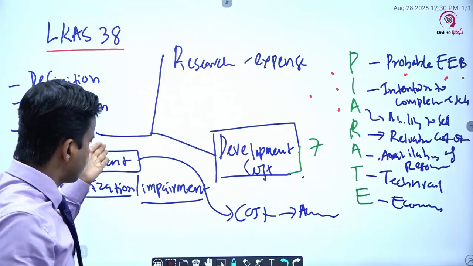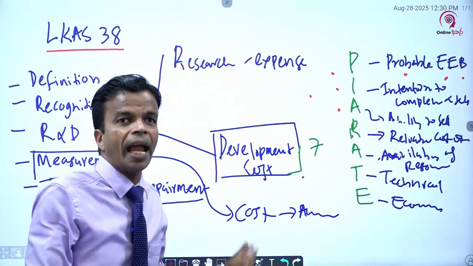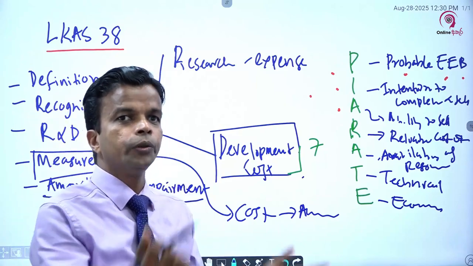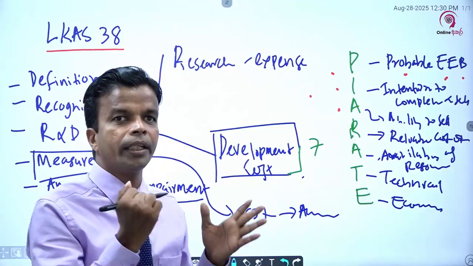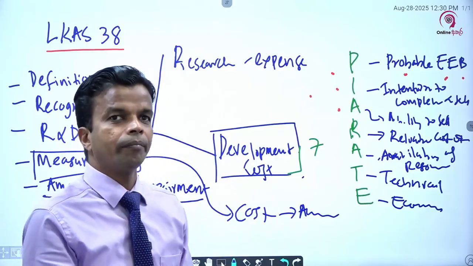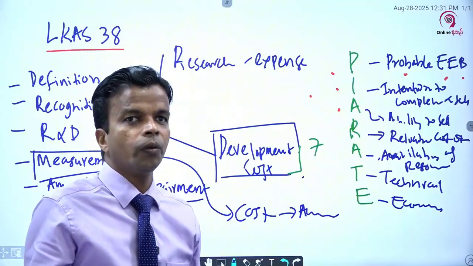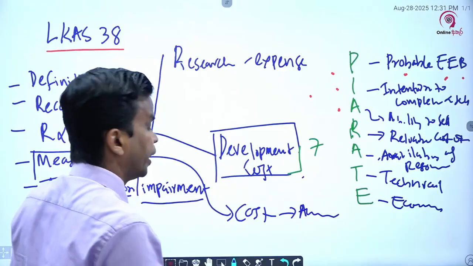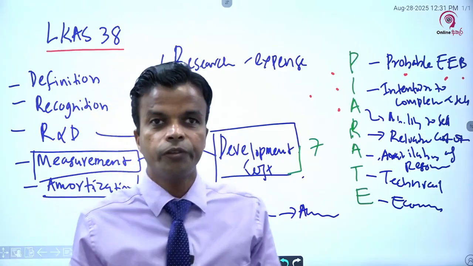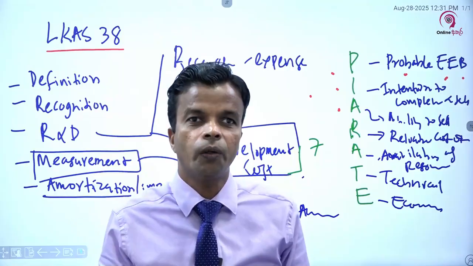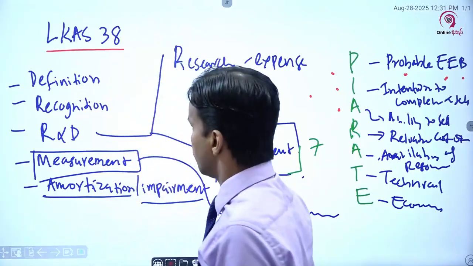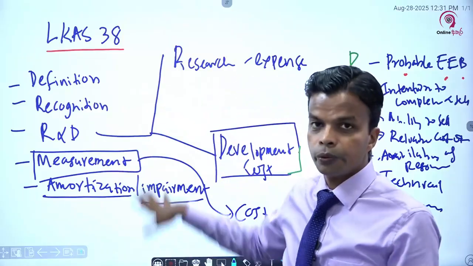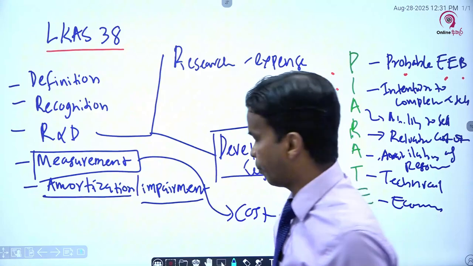But for intangible assets with indefinite useful life and intangible assets which are not ready to use yet, you should do annual mandatory impairment. Annual mandatory impairment meaning regardless of what the outcome would be, you should do the impairment assessment, right? For intangible assets with indefinite useful life and intangible assets which are not ready to use, right? So that is LKS 38. With that, let's move into LKS 40, that is investment property.